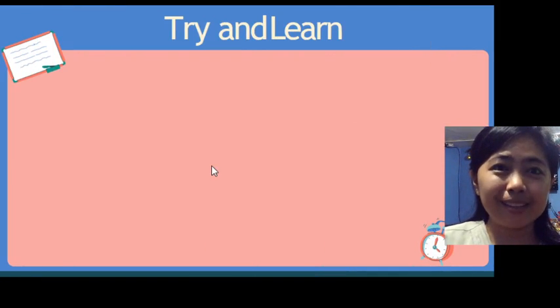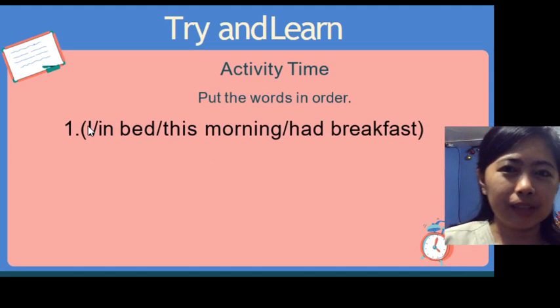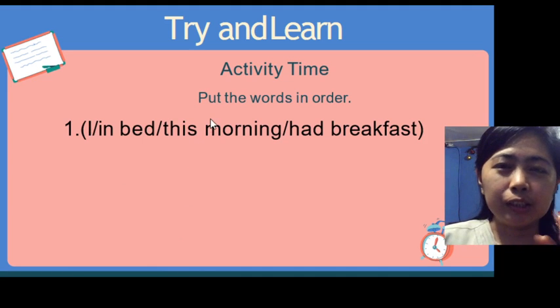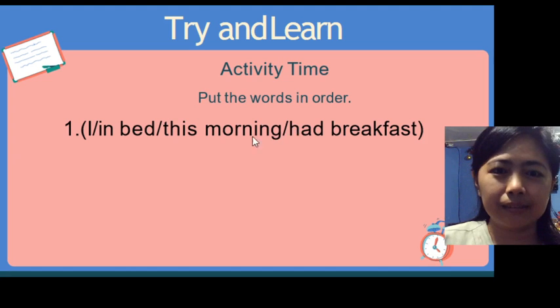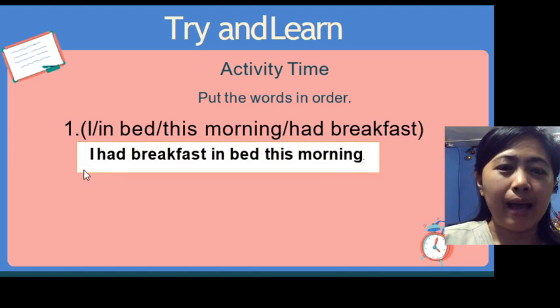Next is, let's try to have a short practice. So we have here mixed words, not in order. Let's try to put these words in order so that we can have a good example sentence. So these are the words: I in bed this morning had breakfast. How do we place them in order? This is how we do it. I had breakfast in bed this morning.